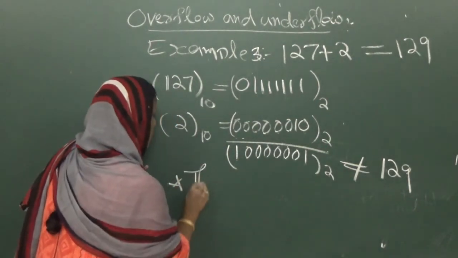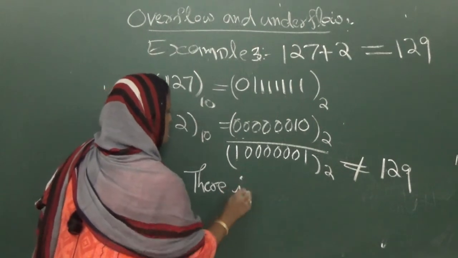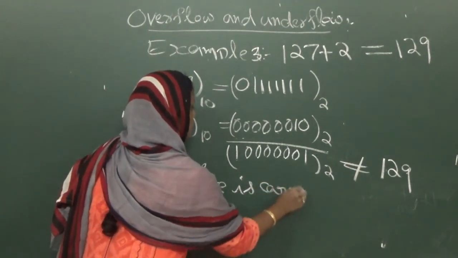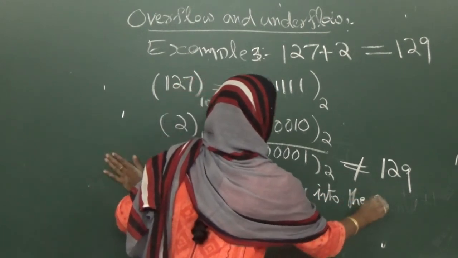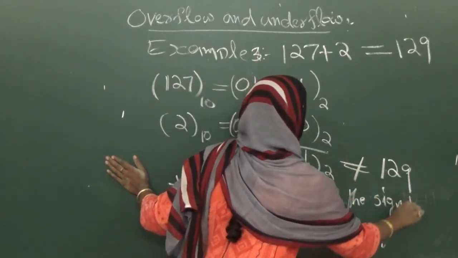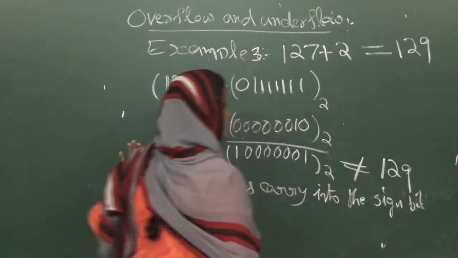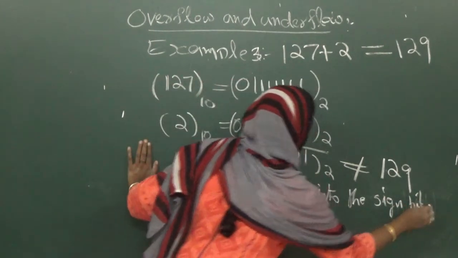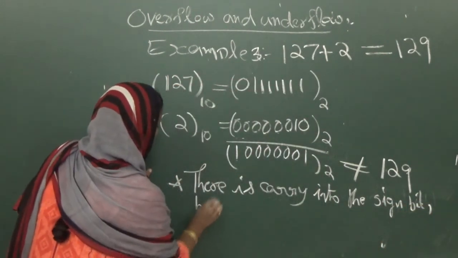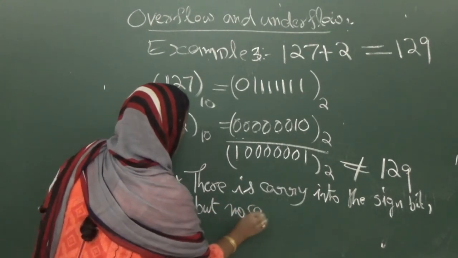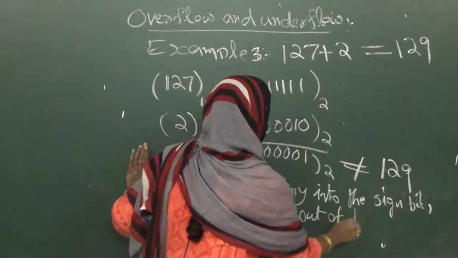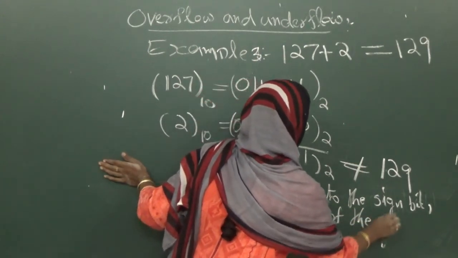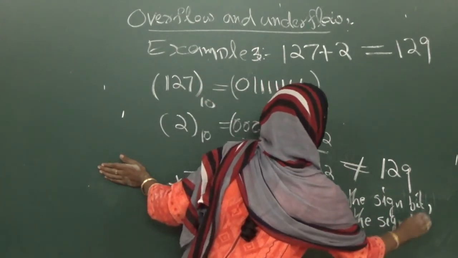So in this problem, there is a carry into the sign bit. There is a carry into the sign bit, but no carry out of the sign bit.